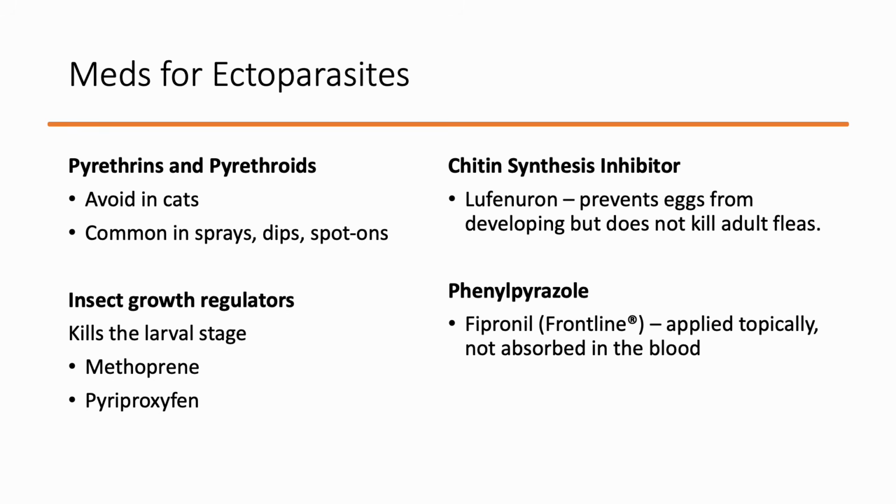Let's start at the top on the right. We have the chitin synthesis inhibitor. This is lufenuron, and it just prevents the eggs from developing, but it won't kill adult fleas. So it just sort of halts or stops development. Not the best flea control, but it does prevent a lot of adult fleas from hatching or developing.